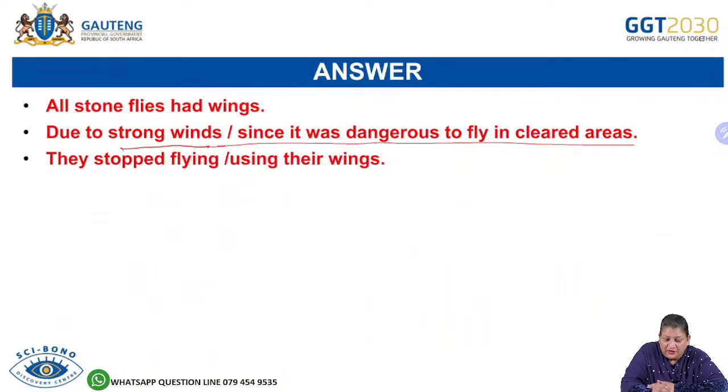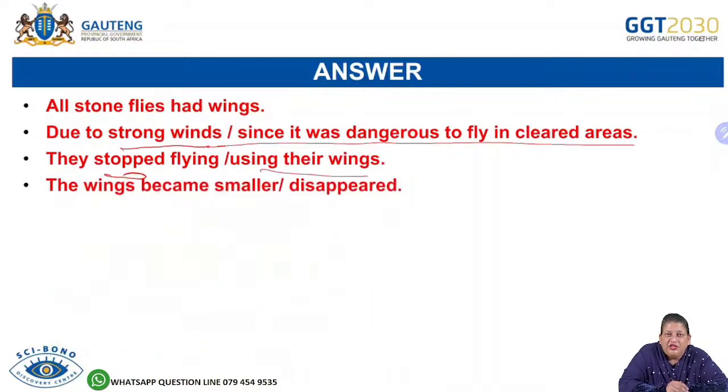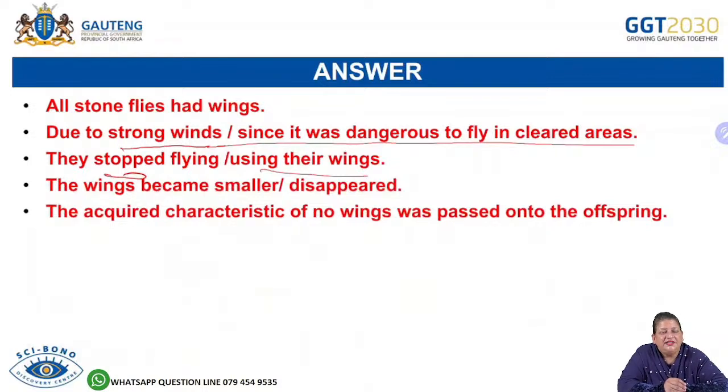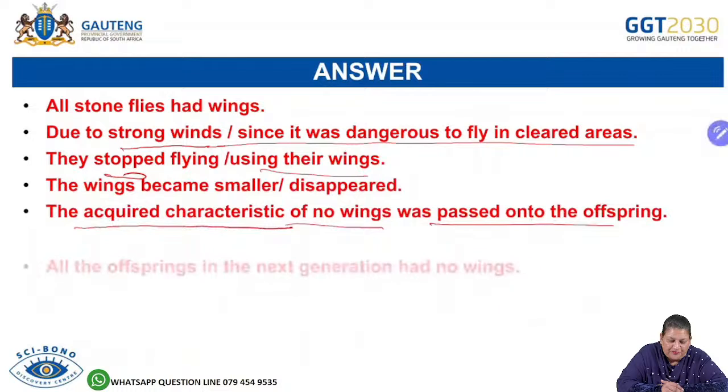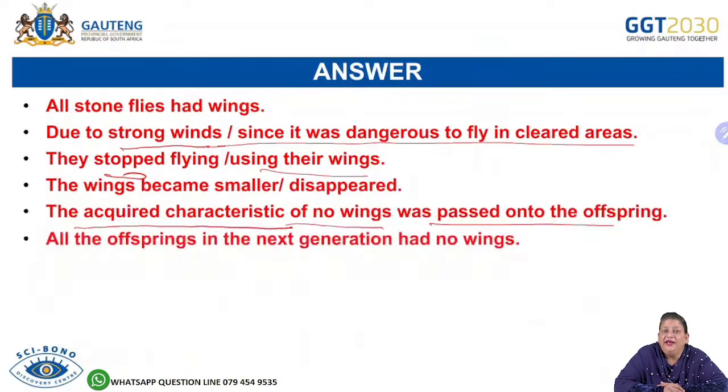So the winds were very dangerous for these flies because the wind is going to damage their wings. Therefore they stopped using their wings. The wings eventually became smaller and smaller and disappeared because the flies in the windy areas were using their wings less. So eventually the wings disappeared. This characteristic of no wings has now become an acquired characteristic. It was passed on to the offspring. Then all the offspring in the next generation had no wings.